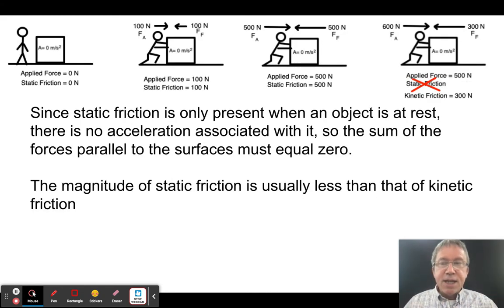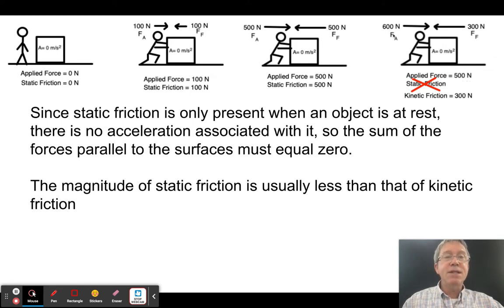The thing is, static friction is only present when the object rests. Look what we've got here. It's just sitting here, there's no acceleration, there's no applied force, so there's no static friction. The person begins to apply, say, 100 newtons of applied force. The object is still not moving, so there must be 100 newtons of static frictional force. We have not exceeded the maximum value defined by that equation. The person now pushes with 500 newtons of force, and the static frictional force increased to 500 newtons. The object is still not moving. We have not exceeded that maximum value of the static frictional force.